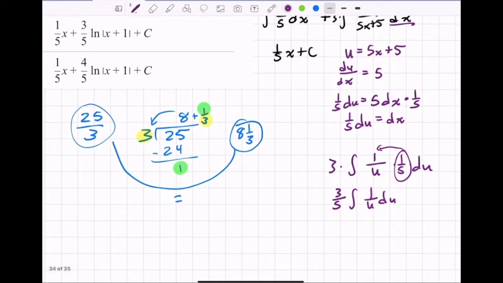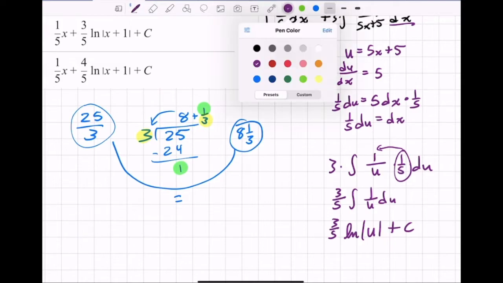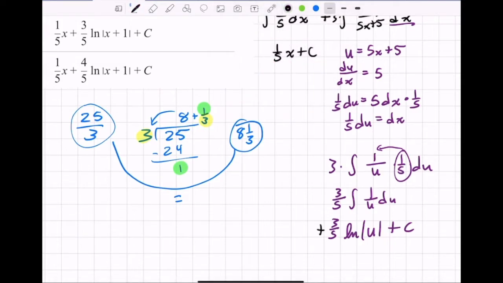Now what is the integral of 1 over u? You should know this: natural log of u, the absolute value of u. Then you have your plus c, you have the 3 over 5 out in front, and then don't forget our friend up there, plus 1 over 5x plus c. Hey, we have 2 constants. Let's just add them together and make a new one. Yeah, okay, so just plus c, another constant. All right, and then I think we're done.